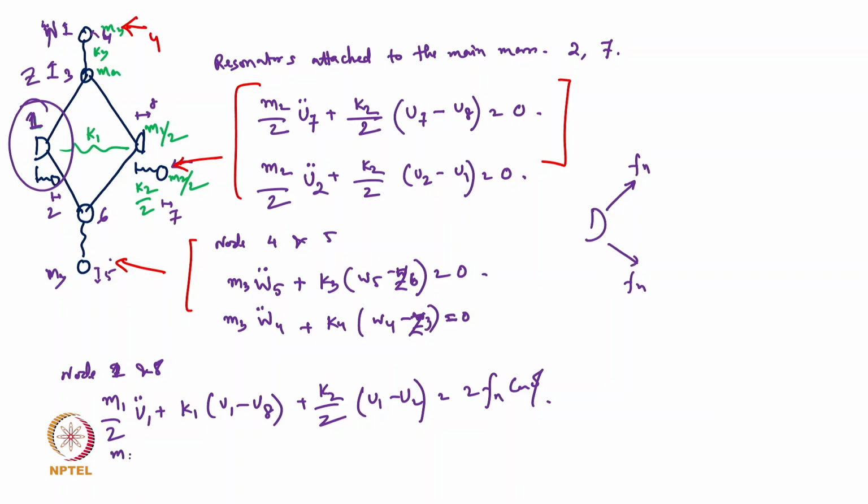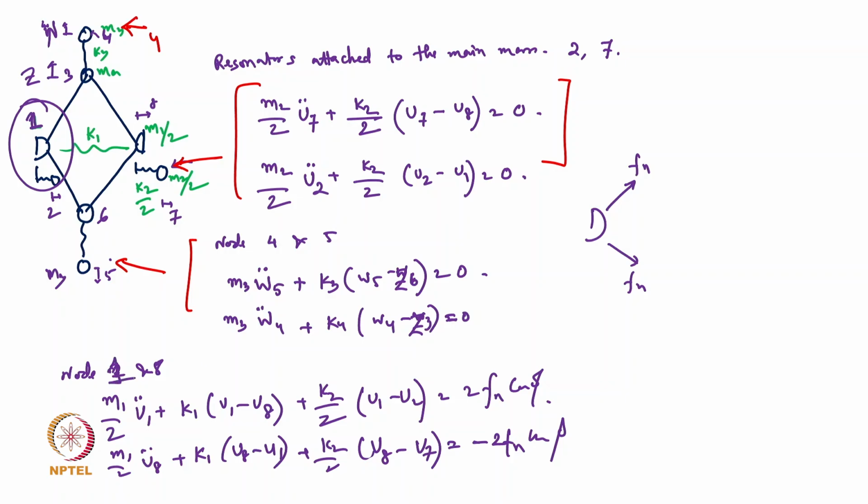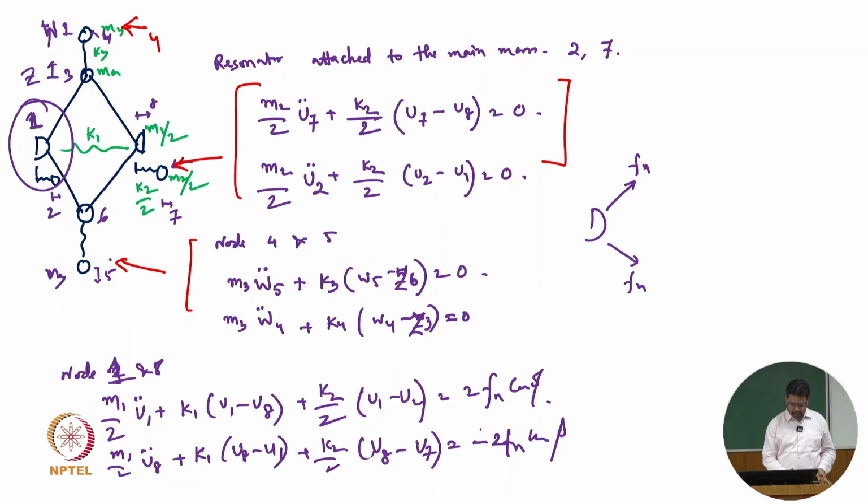And for node 8, a similar thing: plus K1 into U8 minus U1 plus K2 by 2 into U8 minus U7 equal to minus 2Fn cos phi. That we can get if we are equating node 1 and 8. So from node 2, node 7, node 4 and node 5, node 1 and node 8, we can get all these equations.